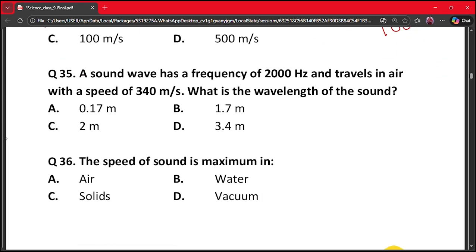Our next question is question 35. A sound wave has frequency of 2000 Hz and travels in air with a speed of 340 meter per second. What is the wavelength of the sound? A. 0.17 meter, B. 1.7 meter, C. 2 meter, and D. 3.4 meter. So here lambda is equal to velocity by frequency. This will be equal to 340 by 2000, and this will give us 0.17 meter. So our correct answer is option A.